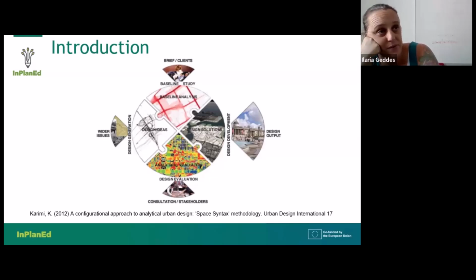So you still have a brief, as you do as designers, as practitioners. And before you start generating ideas, you actually do an analytical phase, a baseline analysis. You analyze your site, the surrounding area, and so on. Only at that point, you go into the design generation phase. The previous elements are still there.